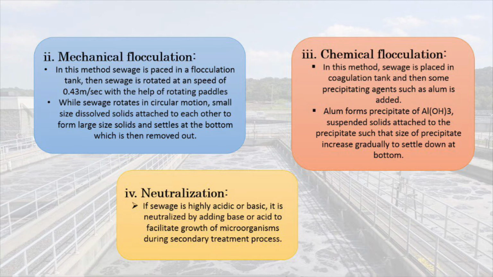The third is chemical flocculation. In this method, sewage is placed in a coagulation tank and then some precipitating agent such as alum is added. Alum forms a precipitate of aluminium hydroxide, suspended solids attach to the precipitate such that the size of the precipitate increases gradually to settle down at the bottom.